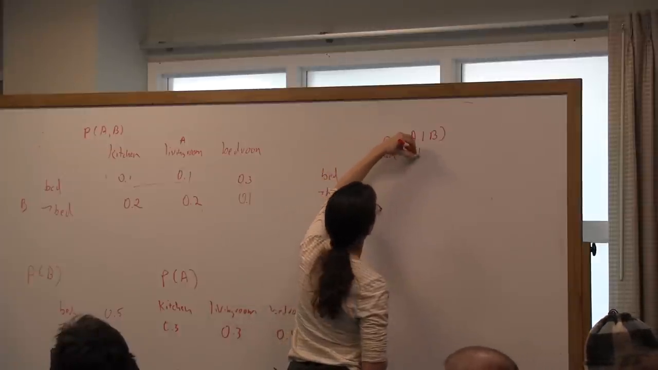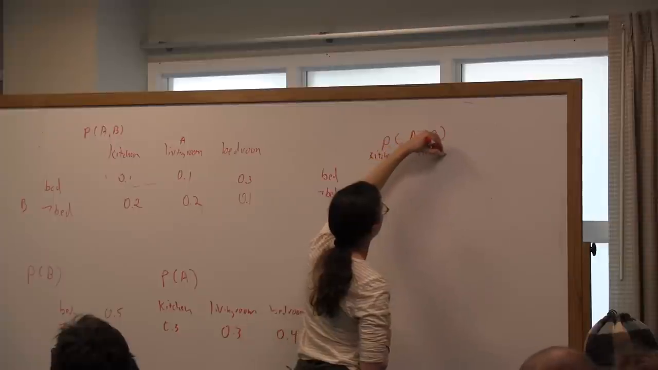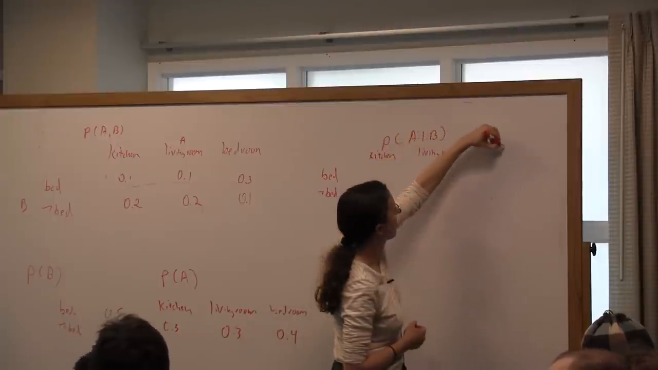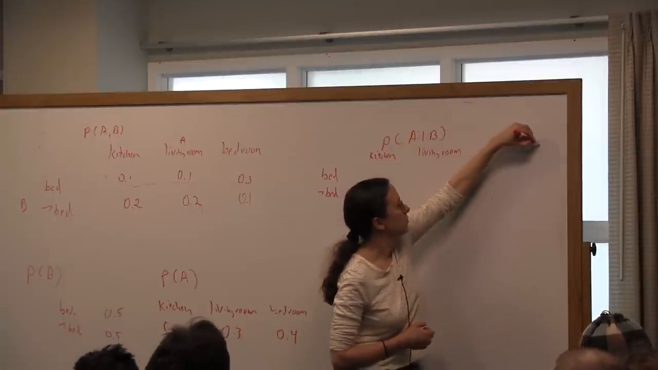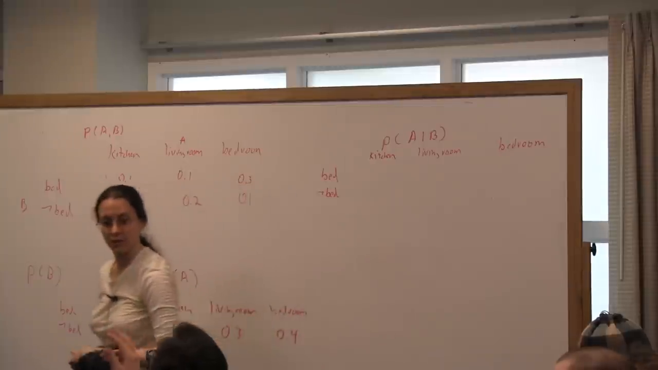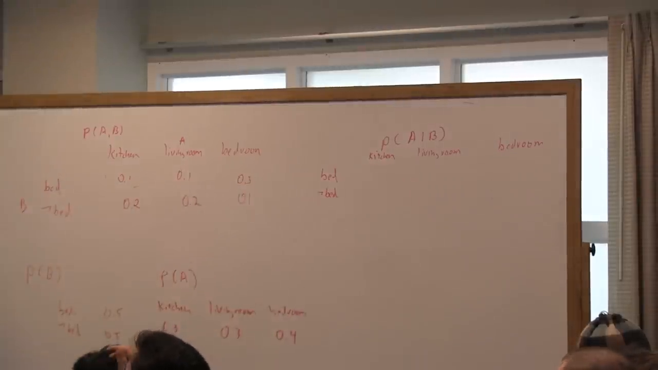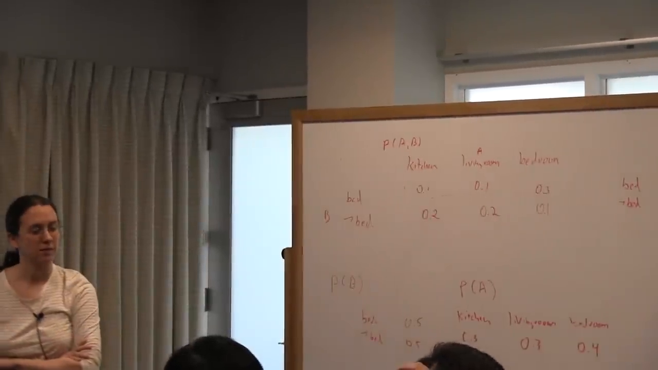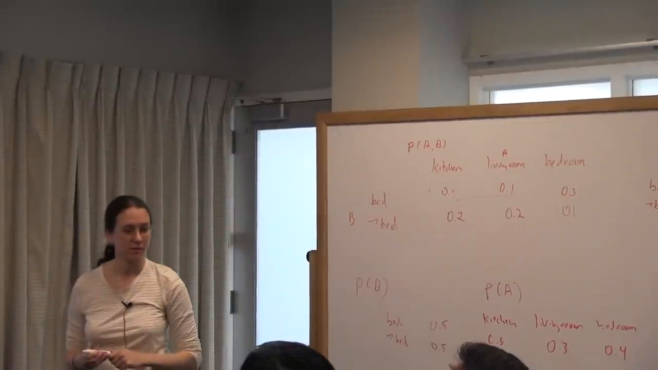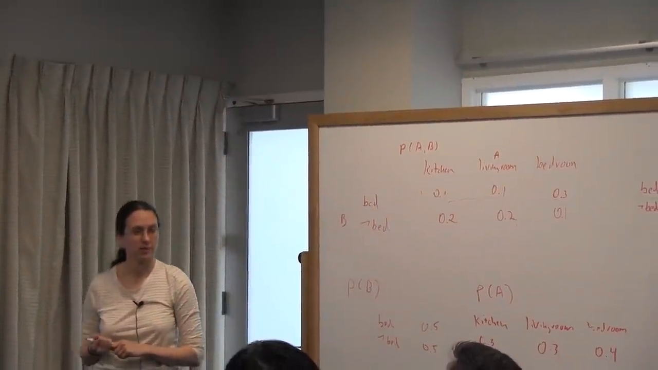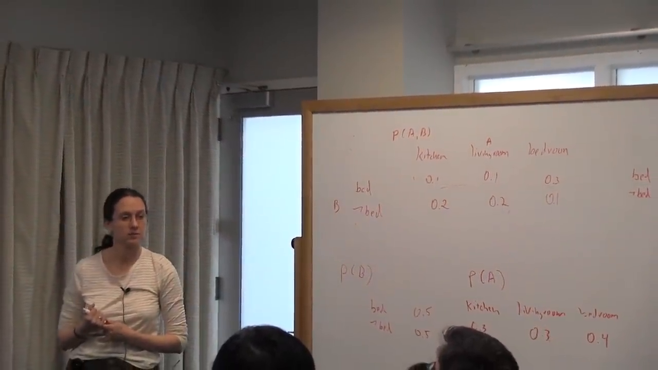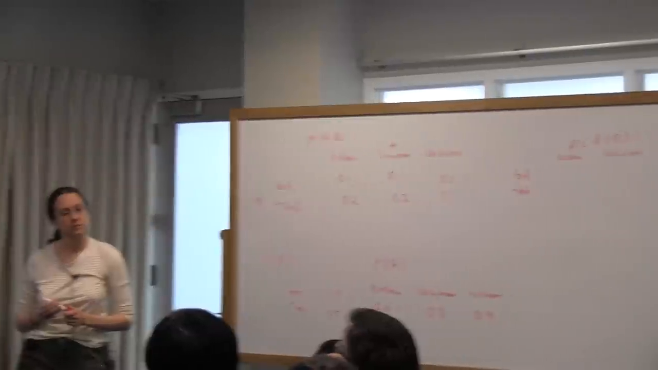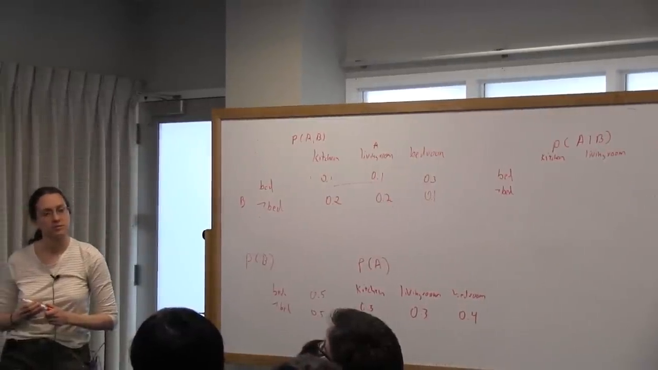Kitchen, living room, bedroom. What if you make a whole row sum to one and the other rows be completely zeros? Yep. Then the whole sum is going to sum to one, but you're going to have one of the rows sum to zero. So like that won't.